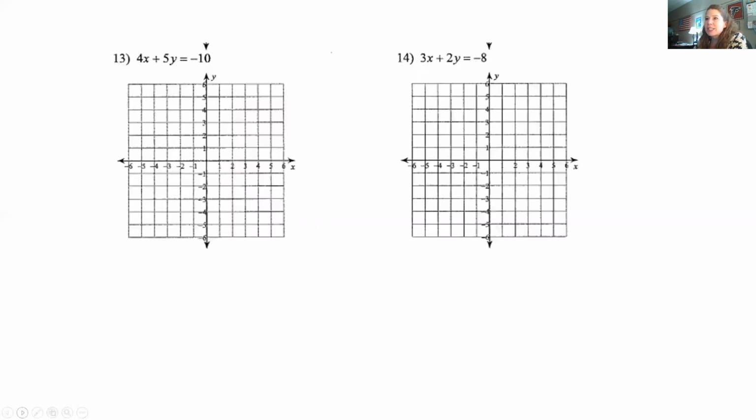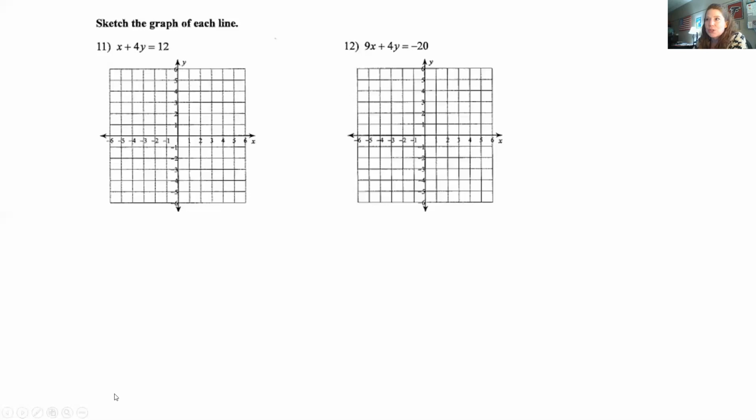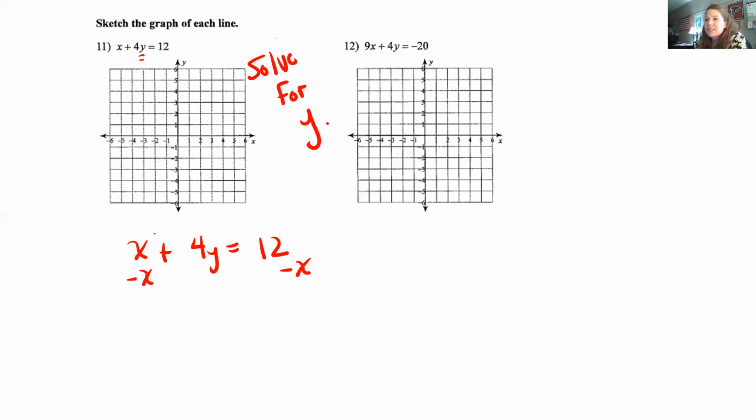Number 11, actually through the rest of these, 11, 12, 13, and 14, we have to write in slope-intercept form. That means we're going to solve for y on all of these. Solve for y. We want y by itself. So I'm going to bring it down here. I want y by itself, so I'm going to cancel a positive x. What's the only way to cancel a positive x? By subtracting x from both sides. So now this is gone.